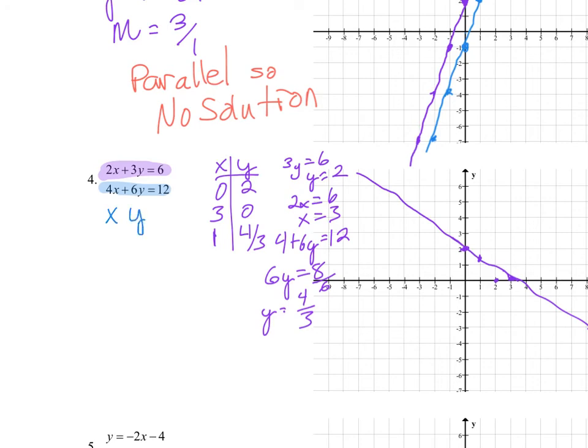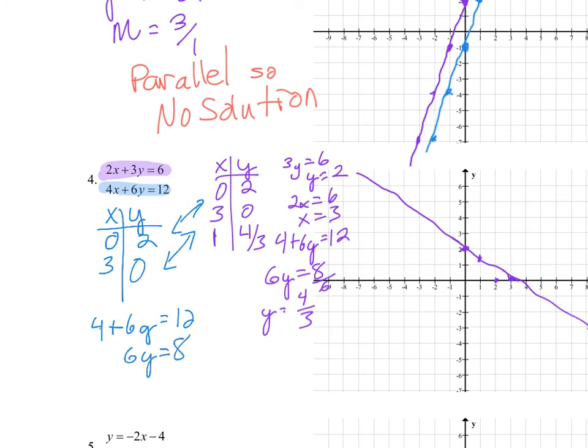We have an x, y. X is 0, y is 0. X is 0, I get 2. 6y equals 12. Divide by 6. Y is 0, I get 4x equals 12. 12 divided by 4 is 3. Well, looky here. These have the exact same points. That's going to be a problem. Let's look at our last number. If I plug in a 1, I get 4 plus 6y equals 12. So 6y equals 8. So y is equal to, again, 4/3.